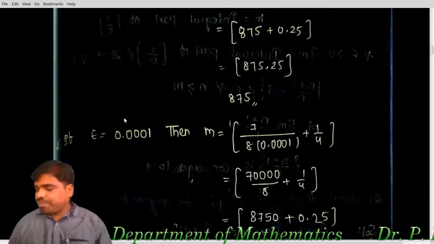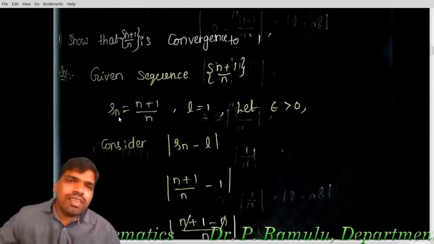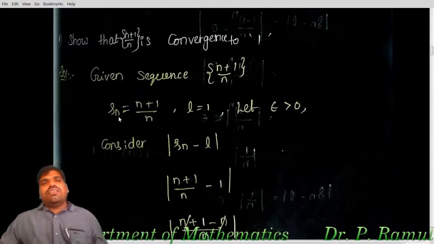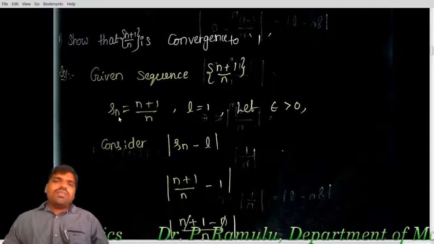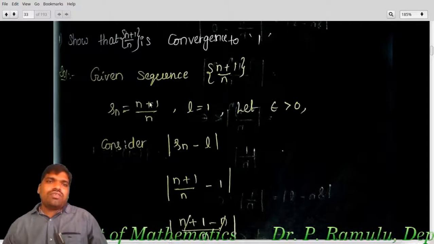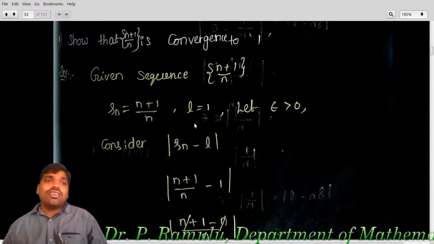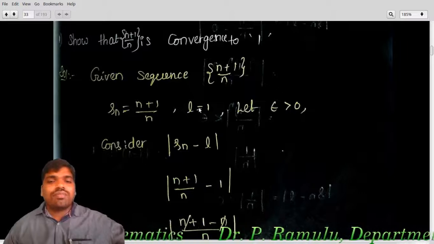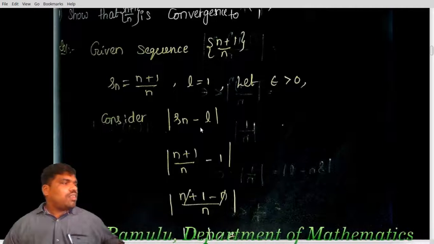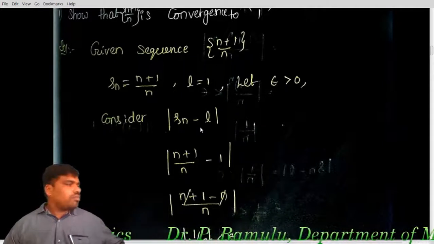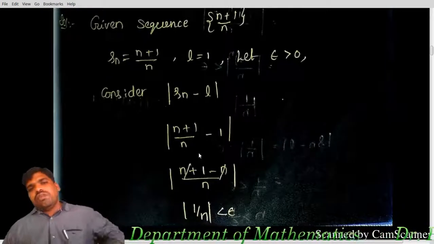Show that the sequence n plus 1 by n is a convergent sequence. Given the sequence n plus 1 by n, Sn equals n plus 1 by n, L is equal to 1. Let epsilon be greater than 0. Consider mod Sn minus L. What is Sn here? Sn equals n plus 1 by n minus 1.